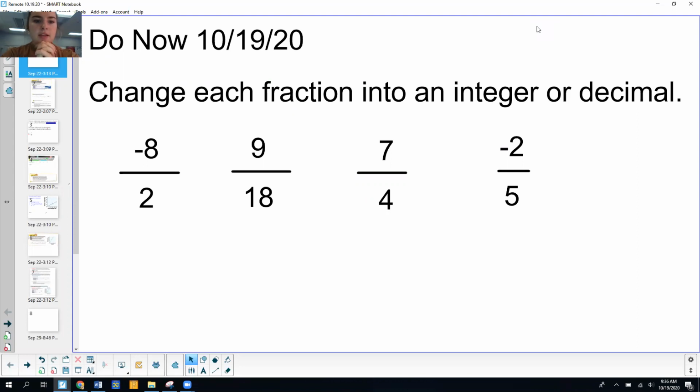Our do now for today says change each fraction into an integer or decimal. So go ahead and get these four fractions written down. So we've got -8/2, 9/18, 7/4, and -2/5. So I'll give you a few minutes to write those down and change those into integers or decimals, and then we'll go over them together.